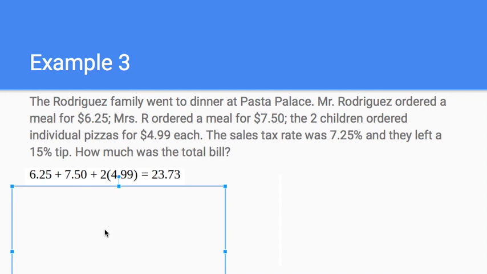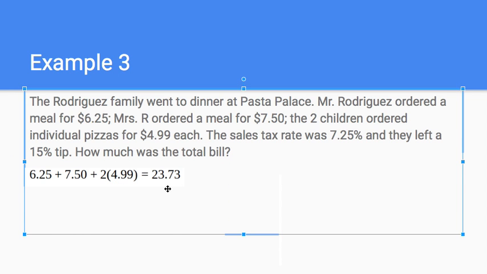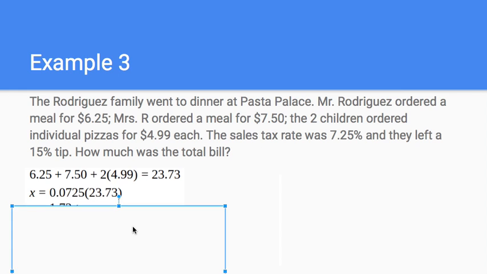Here, I first have to find how much they're spending on the meal. So add it all together. Remember, two children ate individual pizzas, $4.99 each. The total cost of the meal was $23.73. Now I'm going to multiply that by first the sales tax, 7.25%. So 0.0725, because remember we take the decimal and move it 2 places.